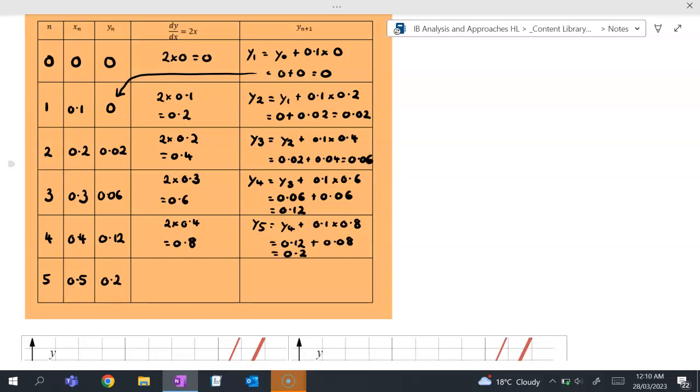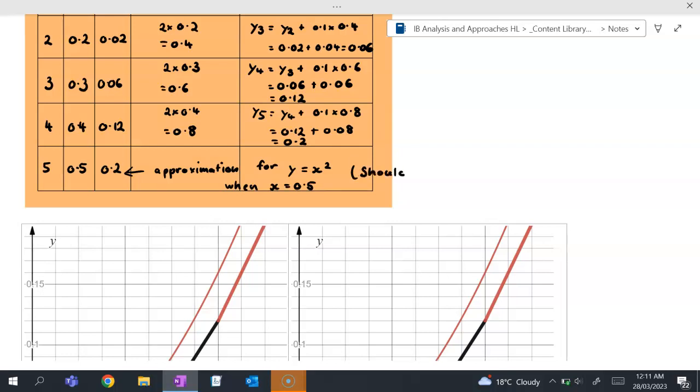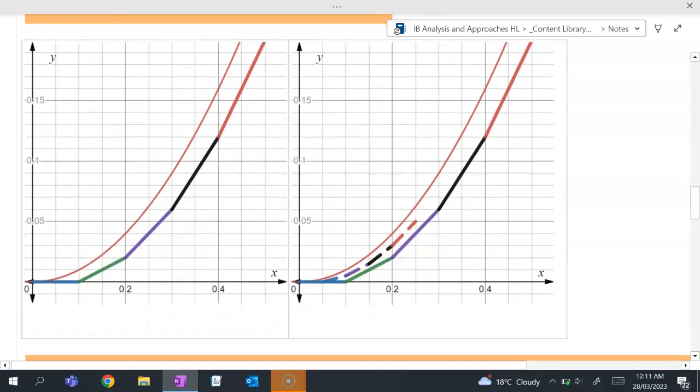So what is that saying? Well, our approximation for y equals x squared when x is 0.5. And note that it should be 0.5 squared, which is 0.25. So it's only out by 0.05, which isn't bad. It's not perfect, but it's an approximation. It's a reasonable approximation. So let's have a look at what's actually going on.